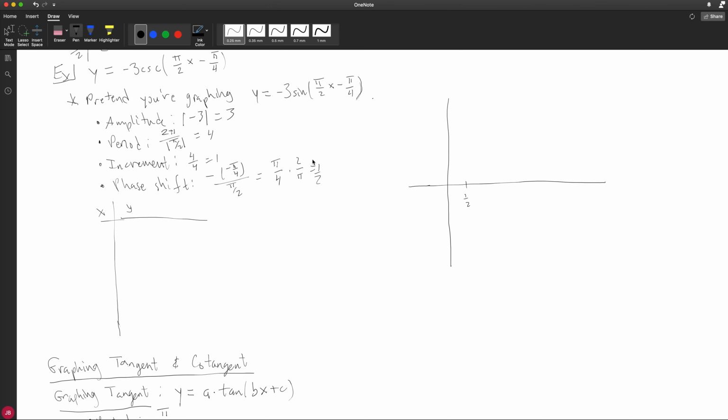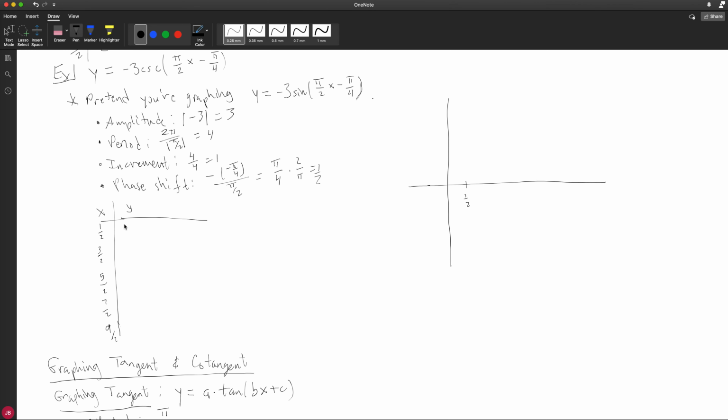Okay, so here we see the amplitude is 3, the period is going to be 4, flip and multiply the pi over 2. You'll see the pi's canceling. The increment is just 1, you just take this number and divide it into 4 by 4, and then the phase shift will be 1/2. So here I have the phase shift drawn. Let's make our little table here. 1/2, and now we increment by 1, so 3/2 is the next number, then 5/2, then 7/2, and then 9/2.